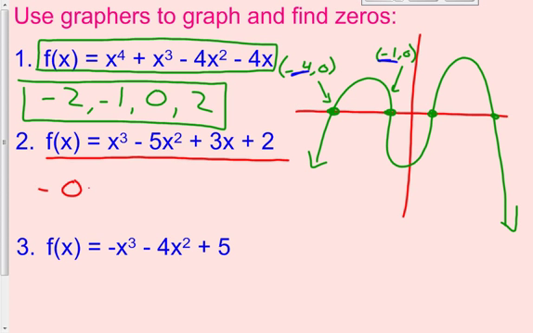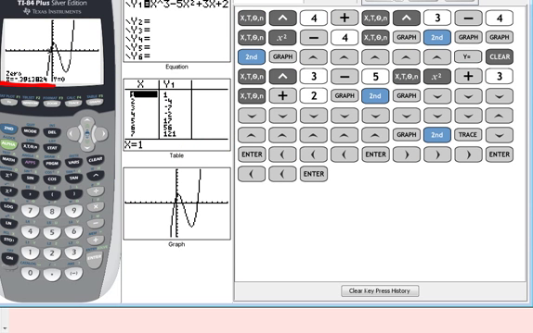Now remember, class, you have to find as many zeros as that function has. So going back to our calculator, we still have 2 more zeros. There's one right here, and there's one right here. So we're just going to repeat this process 2 more times. Let's find the second zero.